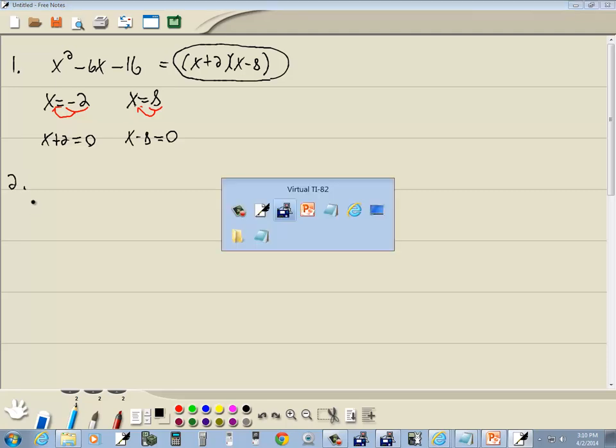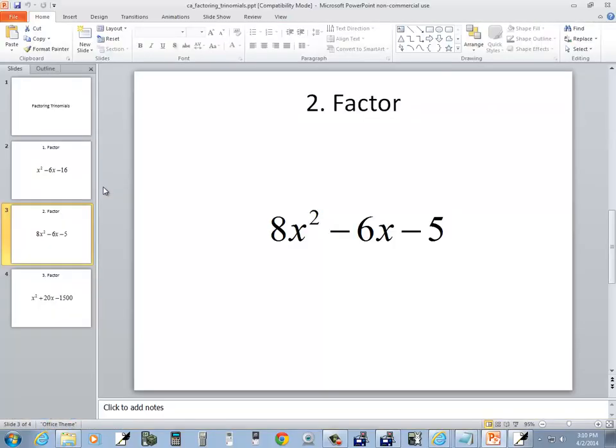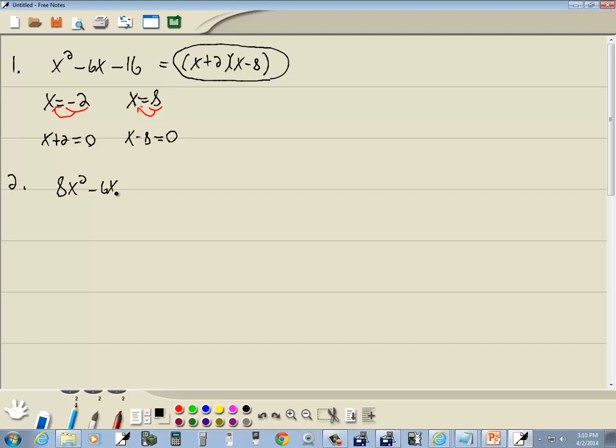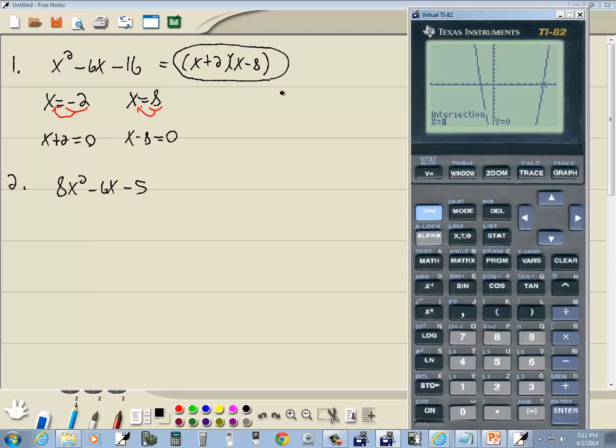Let's take a look at our second example. We got 8x squared minus 6x minus 5. Well, again, we're going to go put that in. So I press my y equals, press my clear. I got 8x squared, so 8, x key, x squared, minus 6x minus 5. And we already have 0 on y2, but if you don't, down arrow to it, press clear on it, put 0 on y2. Now I'll do second trace, choose intersect.